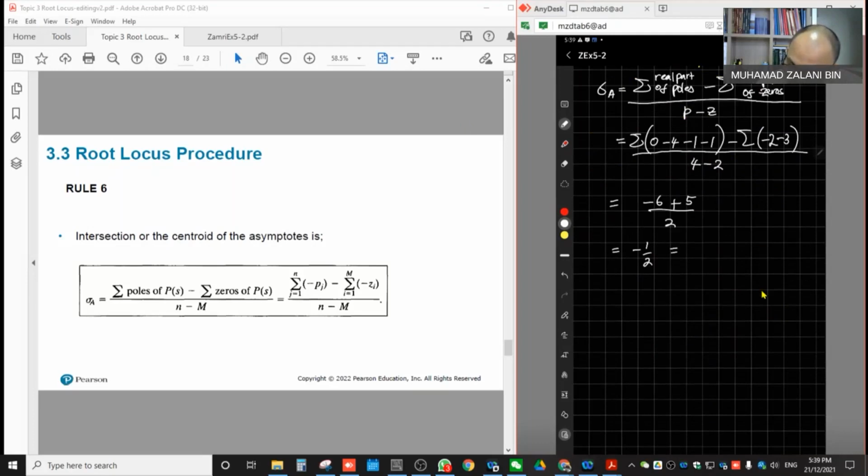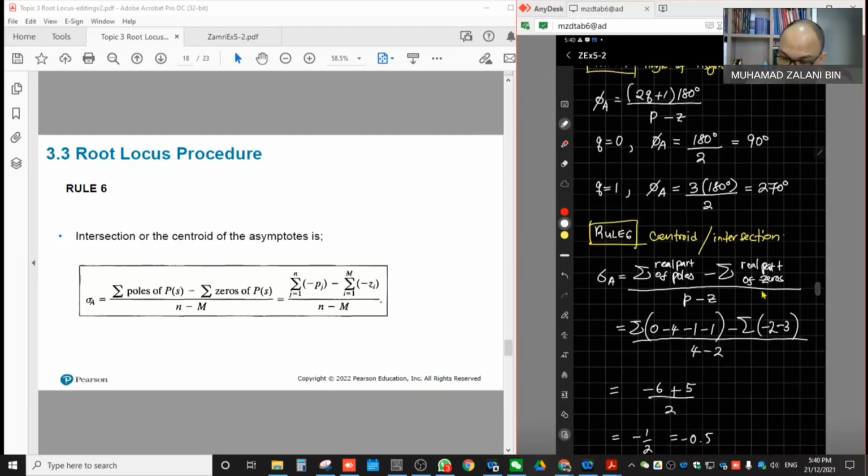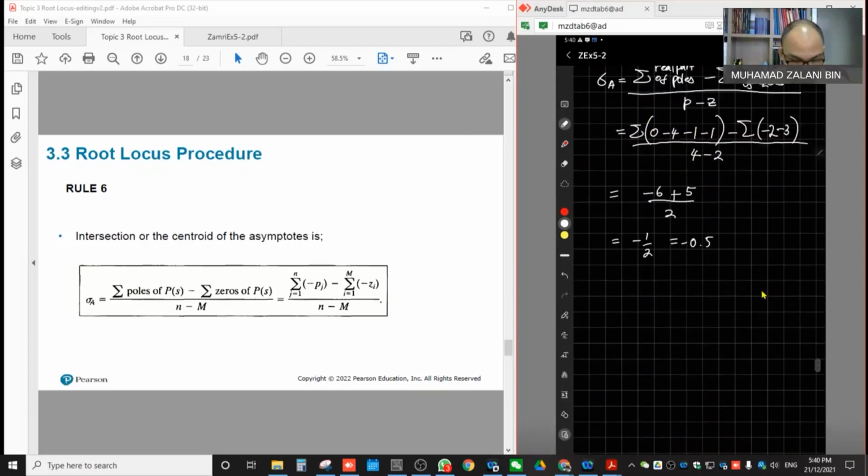-1/2, which is 0.5. So that is the intersection or centroid, -0.5. That is the intersection or centroid of the asymptotes. So basically, we can imagine that is the asymptotes. This is the real axis, and that is -0.5, which is the centroid of the asymptotes, which is the point of symmetry.